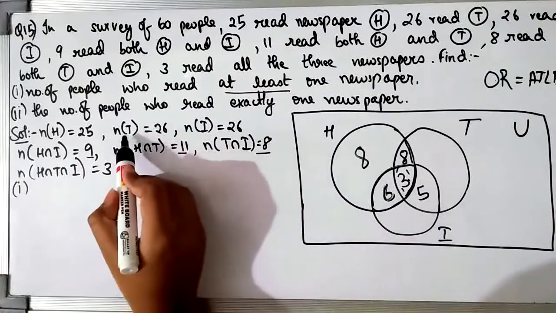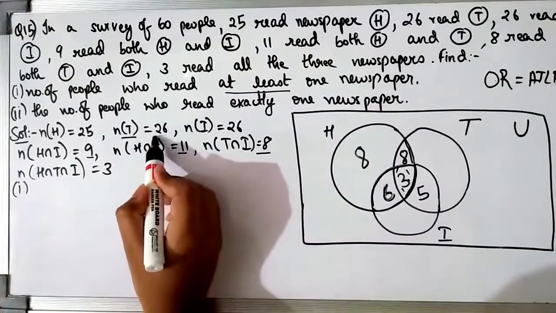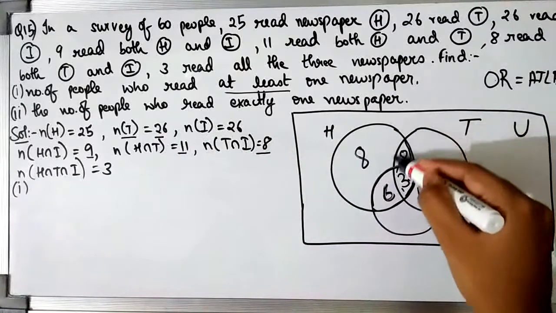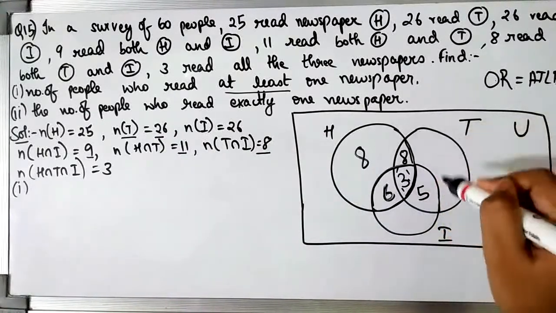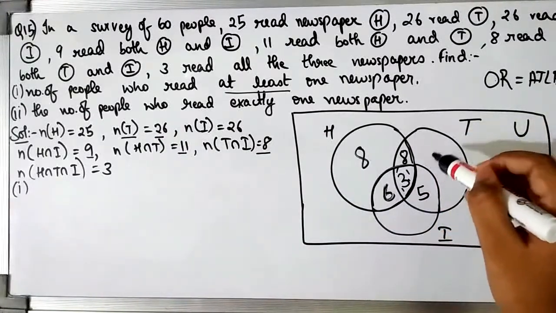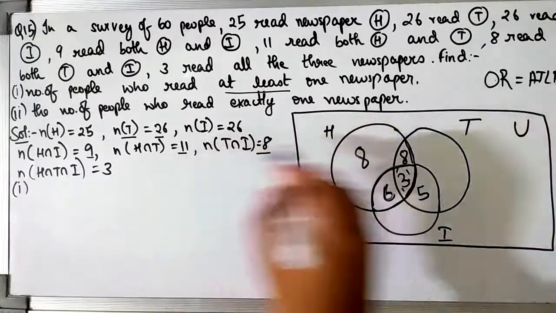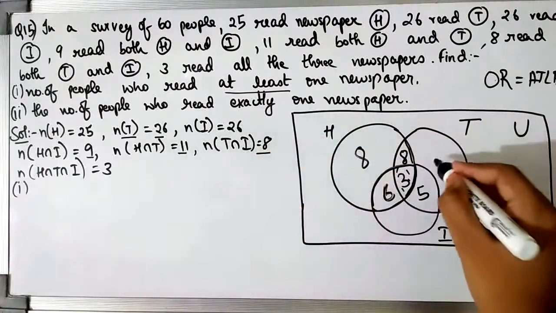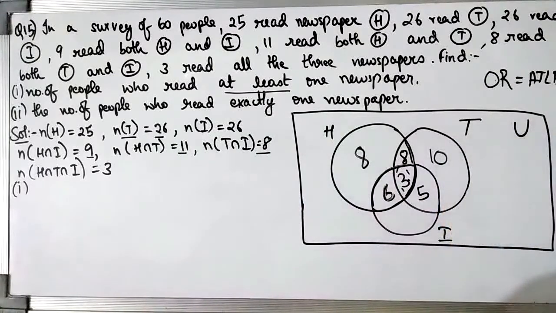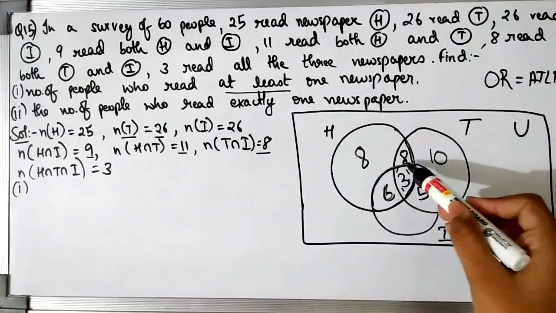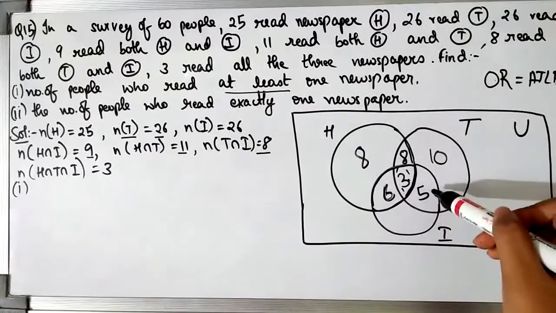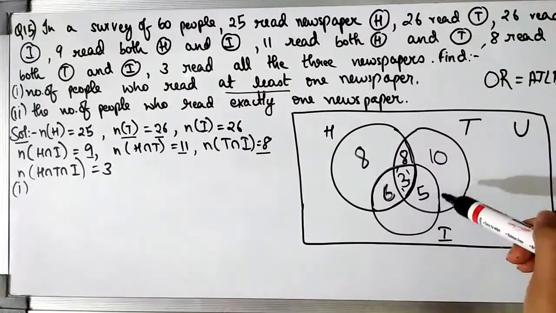Similarly for the number of elements of T, it is given 26. Now this whole T circle makes up 26 elements. But since we have already marked 8, 3 and 5, when we subtract that from 26, what we get is 10. So now when you add 8 plus 10 plus 3 and 5, what you get is 26.